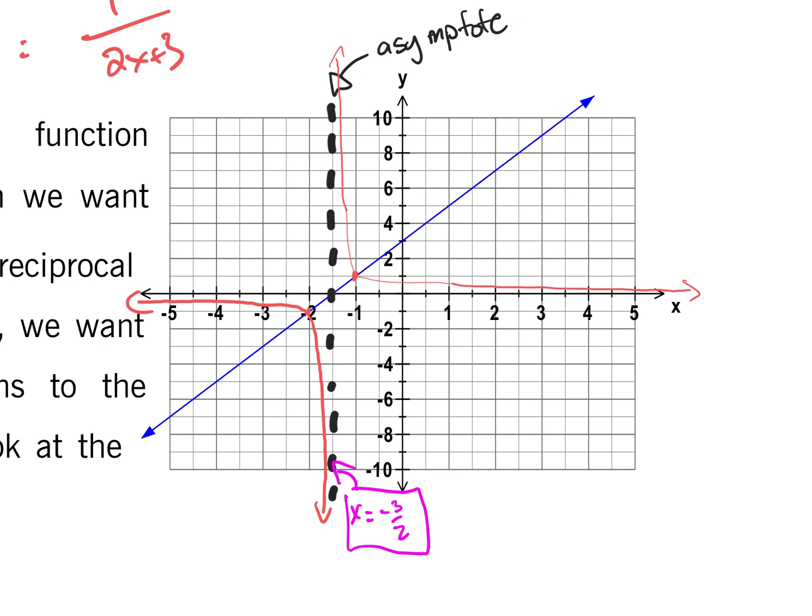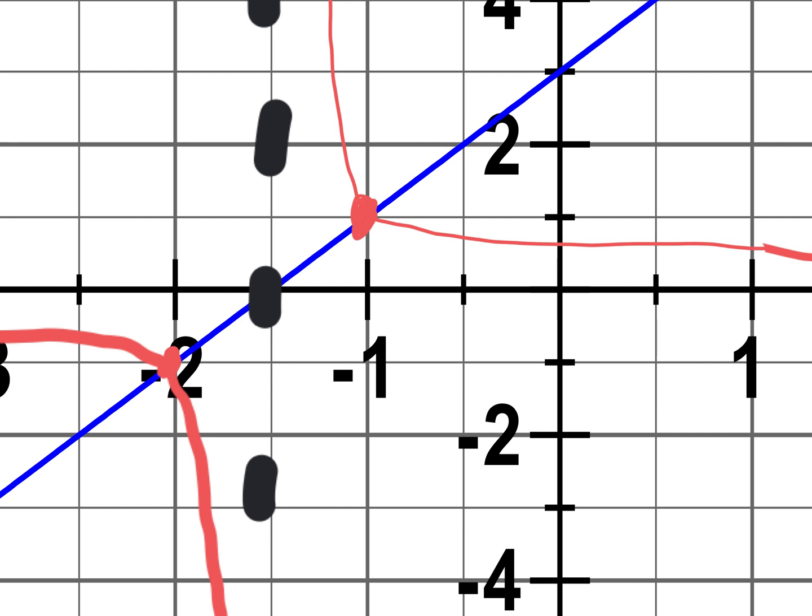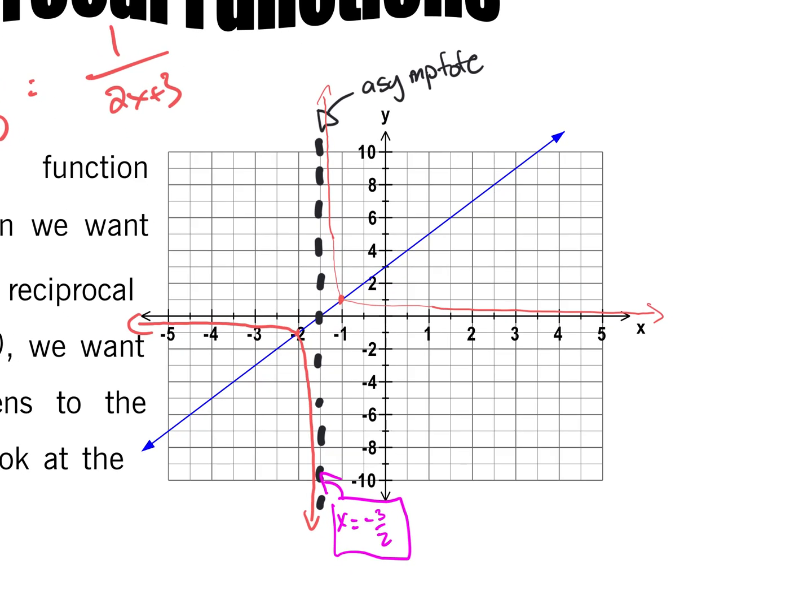How do we know that? Great question. Because this is -1, this is -2. What's halfway between -1 and -2? -1.5. What's -1.5 as an improper fraction? -3 over 2. So that's why the equation of the asymptote is x equals -3 over 2.